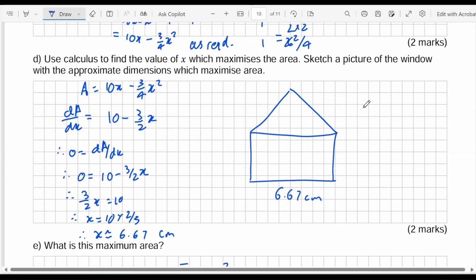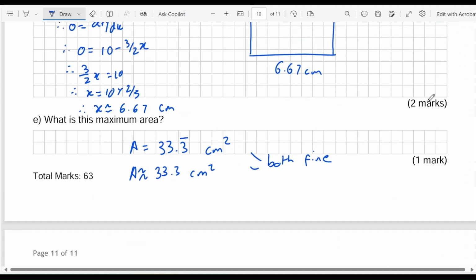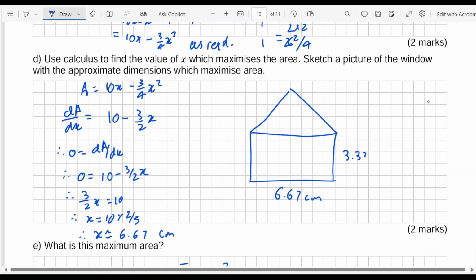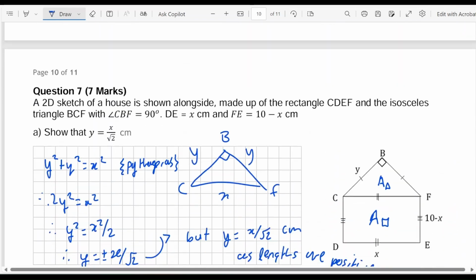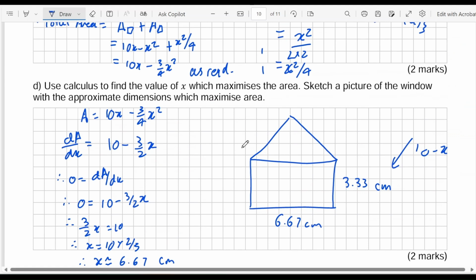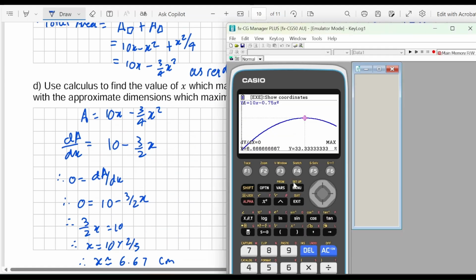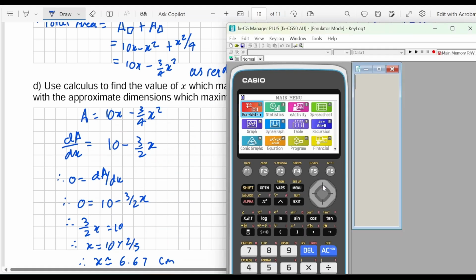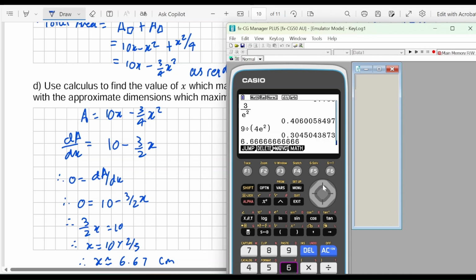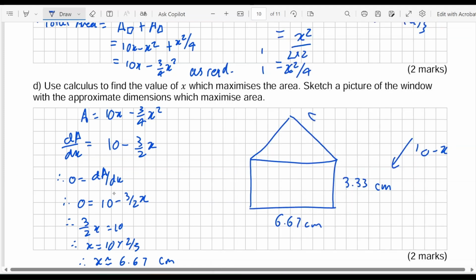One last thing we need to do is just draw this. So if this is x, this will be 3.33 centimeters, and that's going to be 10 take x. Now we probably should figure out what y is as well in this diagram. y is x over root 2. So if I take the x value, use the full version, not the truncated version, over root 2. There it is, 4.714. So 4.714 centimeters, 4.714 centimeters, just like that.